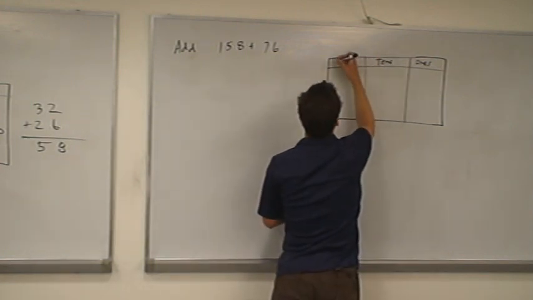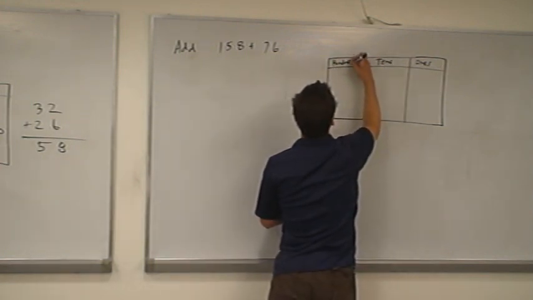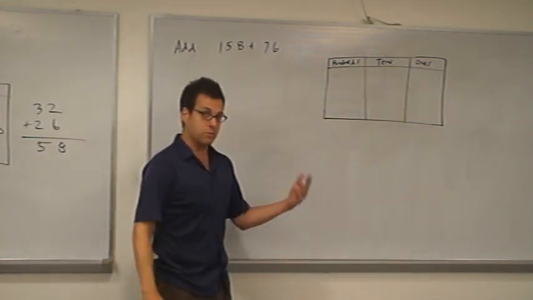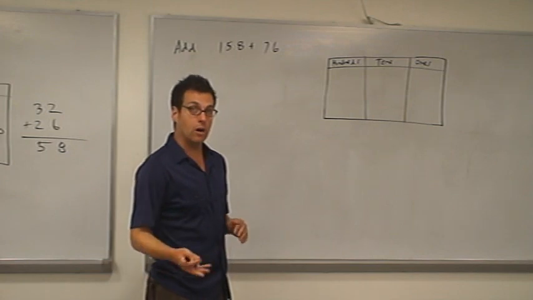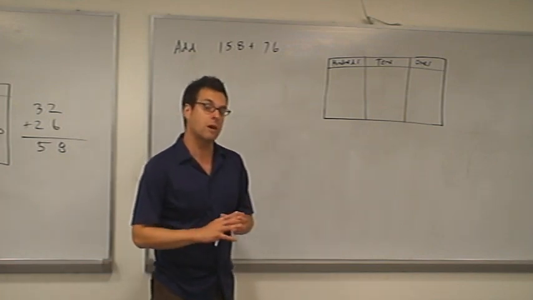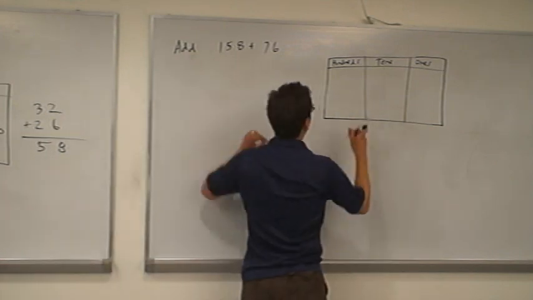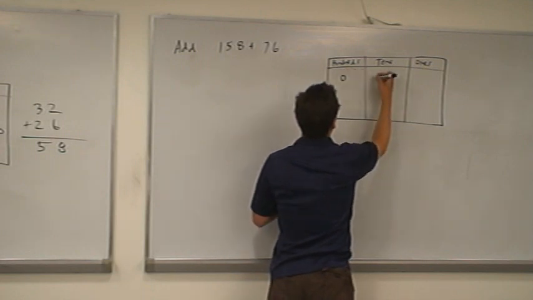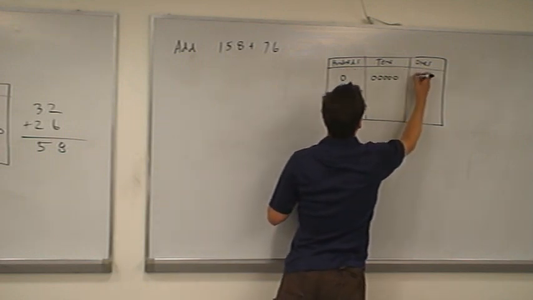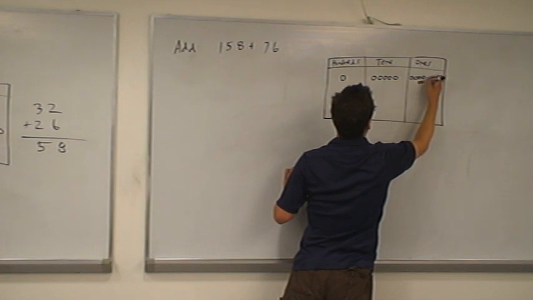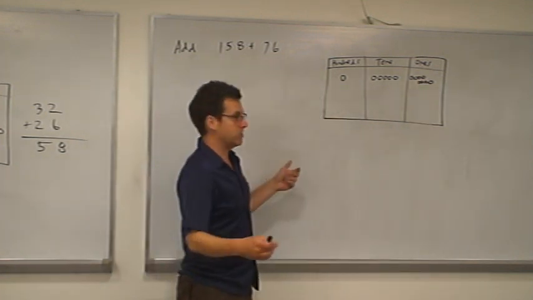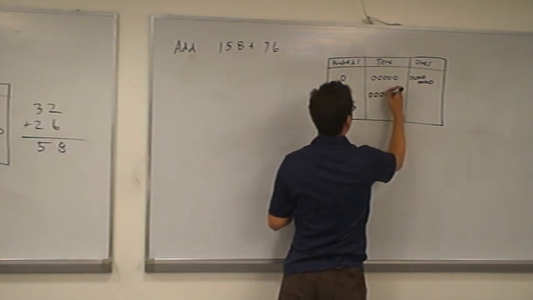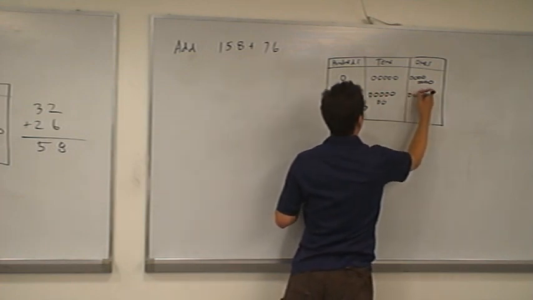So we start with our chip model. We are, in this case, going to need 3 place value denominations, 3 columns, one for the ones place, tens place, and hundreds place. Again, we recall that addition is simply the act of combining two numbers together to make a sum. We are combining 158, which is 1 hundred, 5 tens, and 8 ones, if we think about it in expanded form, with 76, which again is going to be 7 tens and 6 ones.